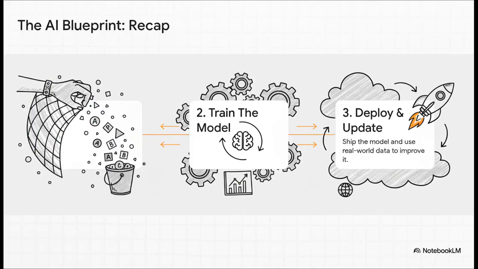So let's just run through it one last time really quick. Step 1, collect your data, your inputs A and your desired outputs B. Step 2, train that model, iterate, until that A to B mapping is really solid. And finally, step 3, deploy your model out into the wild and build that feedback loop to keep making it smarter with new real-world data.